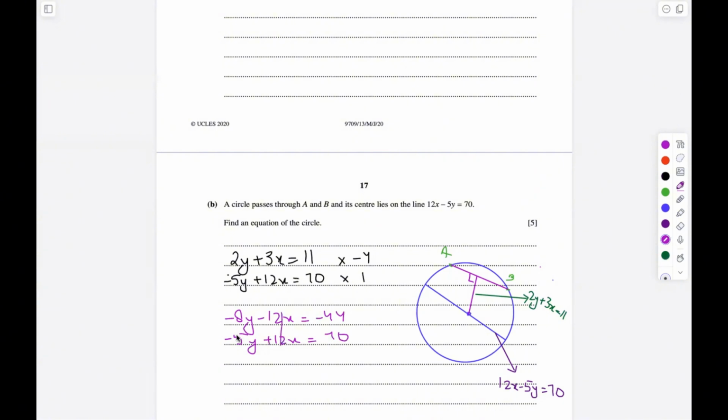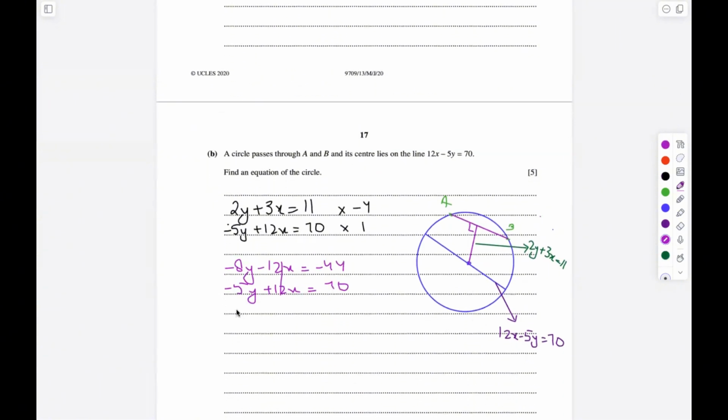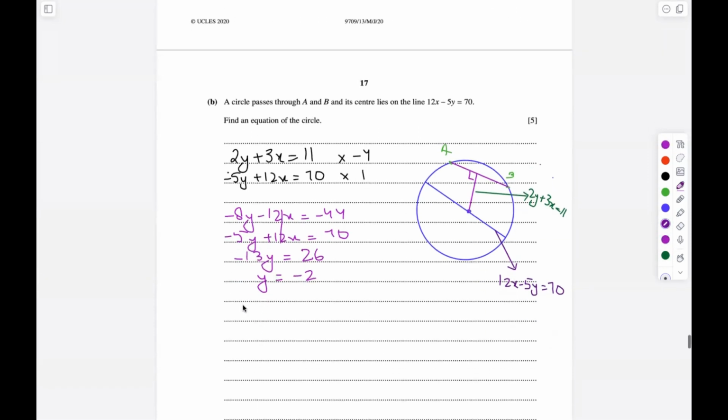So 12x will cancel. -5 - 8 is -13y, and -44 + 70 is +26. So y will be 26 divided by -13, which is equal to -2. Once we have the value of y, we can substitute this into either of the equations to get the value of x. So using the first equation, we will get 2 times -2 + 3x = 11. So 3x will be equal to 11 + 4, as this will be a -4 up here. So 3x = 15 and x will be equal to 5. So we now know that the center has the coordinates (5, -2).